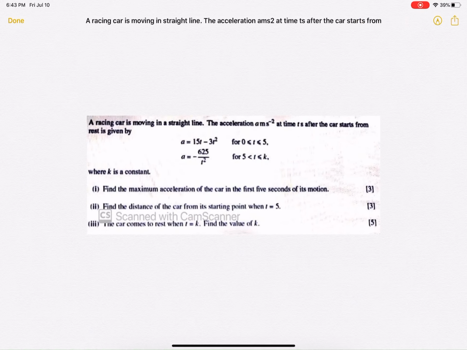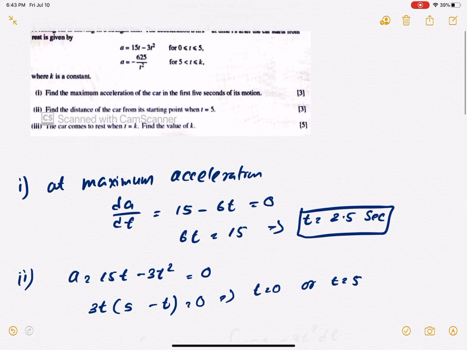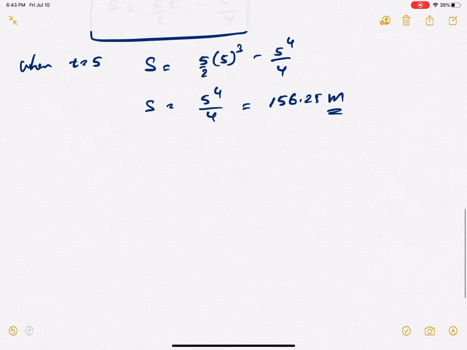And in part 3, they want us to find the value of k. They say the car comes to rest when t equals k, and we need to find the value of k. So the acceleration function is given. First, we need to find the velocity at t equals 5, and then we can find the velocity function from t equals 5 to t equals k. So I'm going to use that.